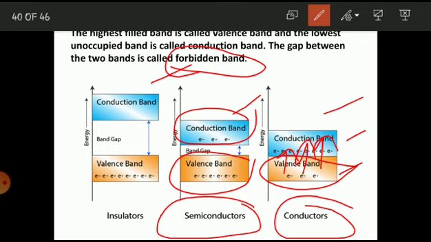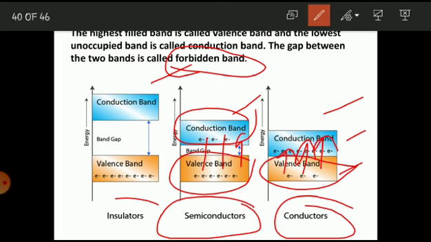But at room temperature, some of the electrons can shift to the conduction band and it conducts the electricity at a low value, and therefore the semiconductors will conduct the electricity very less.